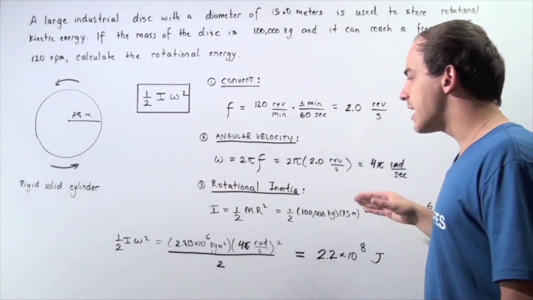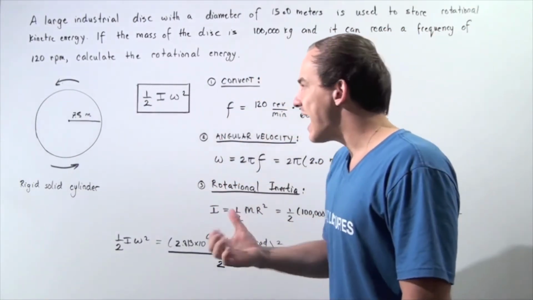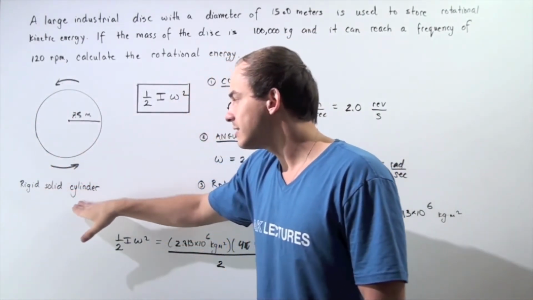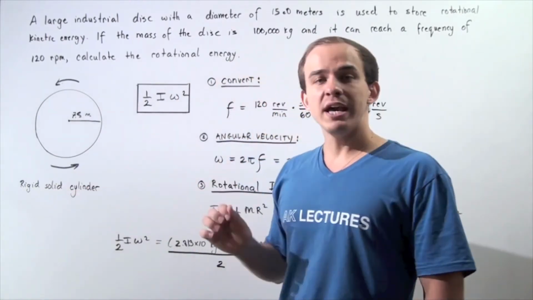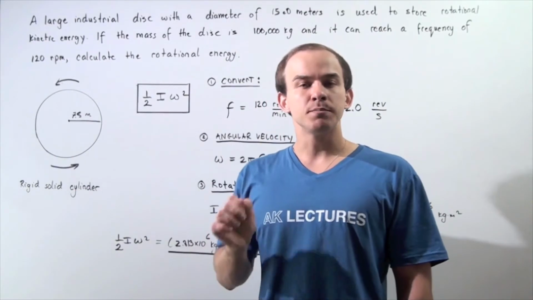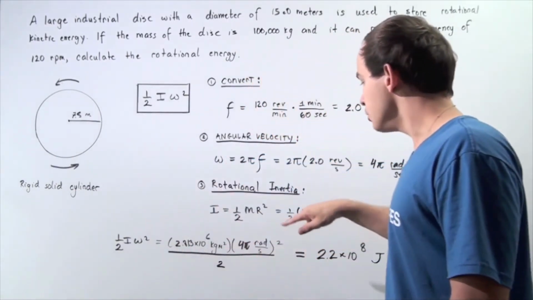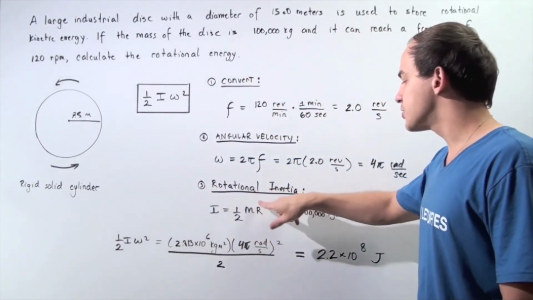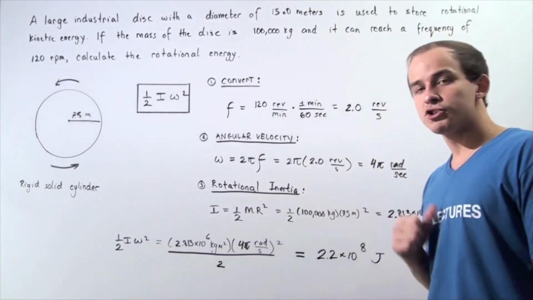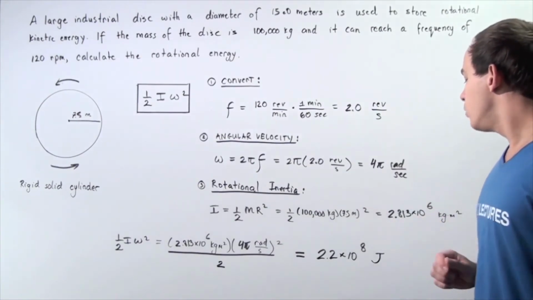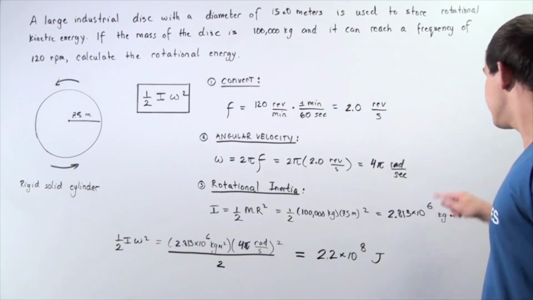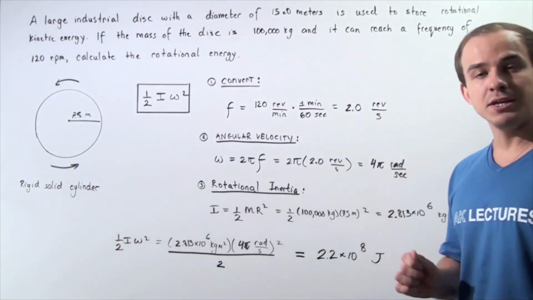Now, in the third step, recall that in order to calculate the rotational inertia of our rigid solid cylinder, we have to use the formula 1/2 multiplied by mass multiplied by radius squared. So 1/2 mass times radius squared is equal to 1/2 times 100,000 kilograms multiplied by 7.5 squared. We get approximately 2.813 times 10 to the 6 kilograms times meters squared.